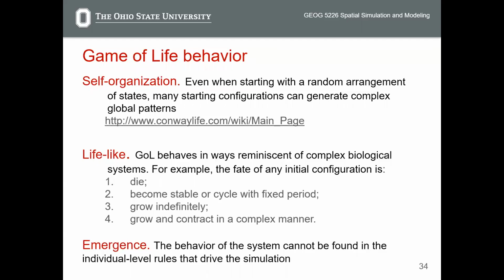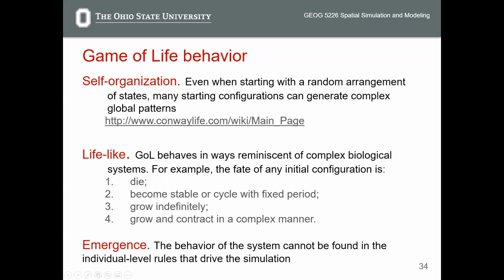GOL behaves in ways that can simulate complex biological systems. For example, the fate of any initial configuration could be to die, could become stable or cycle with a fixed period, could grow indefinitely, could grow and contract in a complex manner. So like I said, these rules are simple, but you can use these simple rules to simulate very complex patterns or systems in the real world.